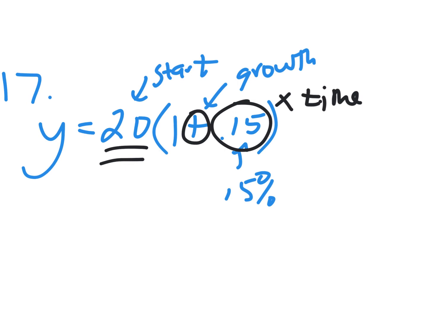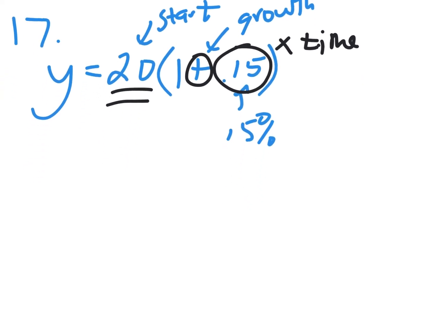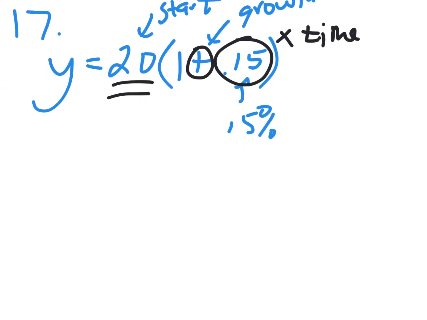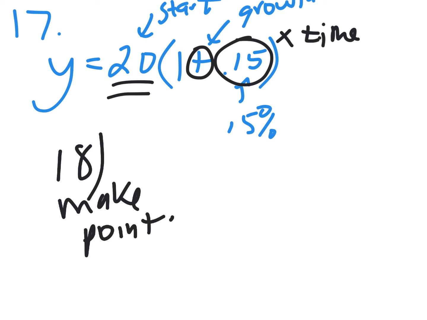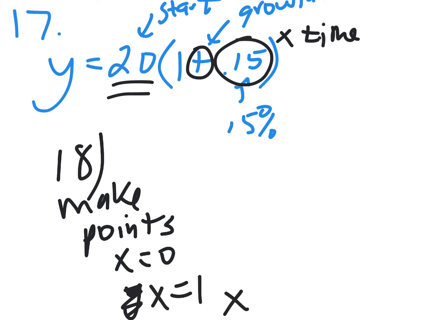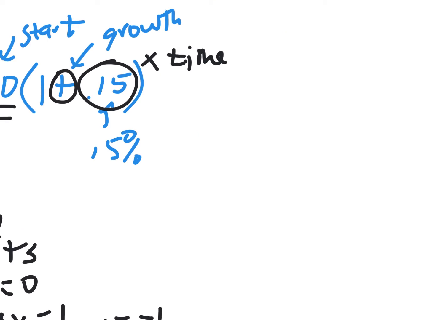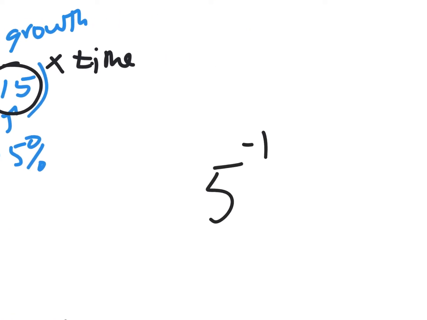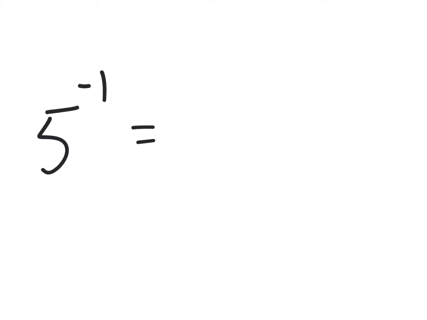On number 18, I said your best friend in graphing was that chart. So on number 18, all I do is make points. Like x equals 0, figure out what y is. X equals 1, maybe x equals -1, and just keep on putting in numbers and see what you get. One thing that'd be good to remember right now is, what if you had 5 to the -1? Do you remember what that is? Because that might happen in number 18. It will happen in number 18.